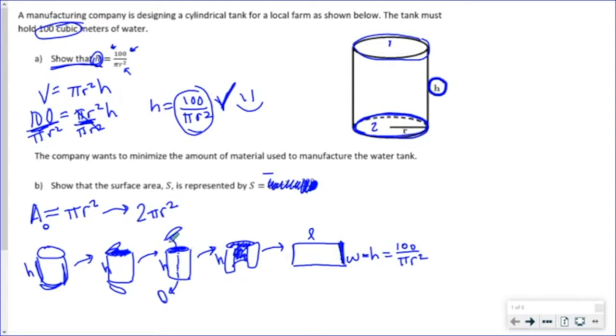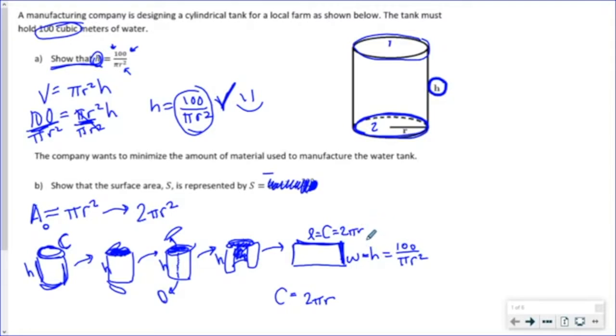Now our length. Our length is this piece up here, just unraveling this piece in the shape of a circle. So here, I just want this distance around this circle. There's a formula for that. We call that circumference, C. How do I find the circumference of a circle? That's also in the formula packet. Circumference equals 2 pi r. So my length is my circumference, which is just 2 pi r.